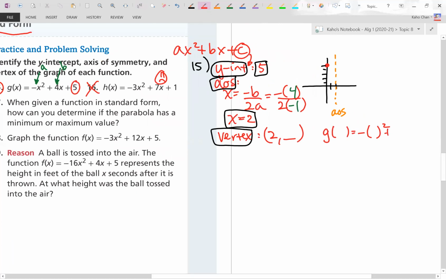Sorry. Plus 4x plus 5. Let's plug the number 2 into there. See what happens. Now this is function notation. This is why I don't think it's g times 2. So let's clean that up.